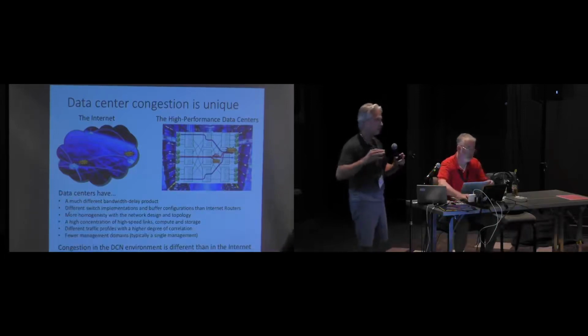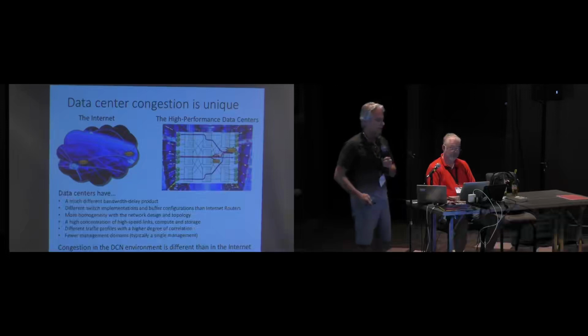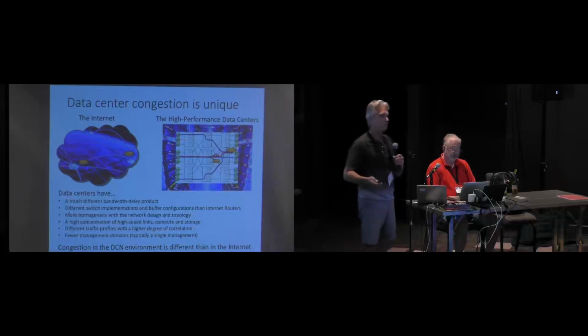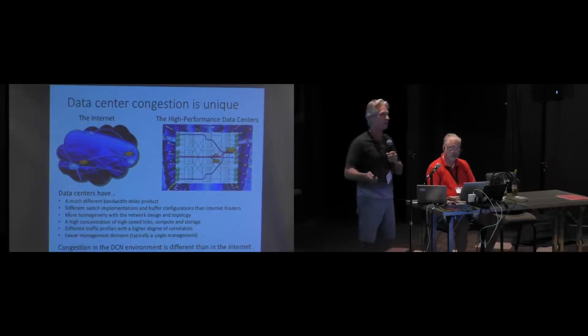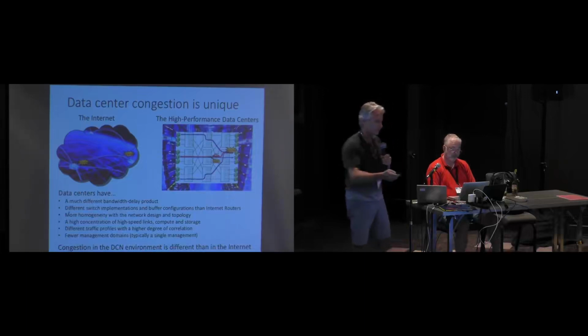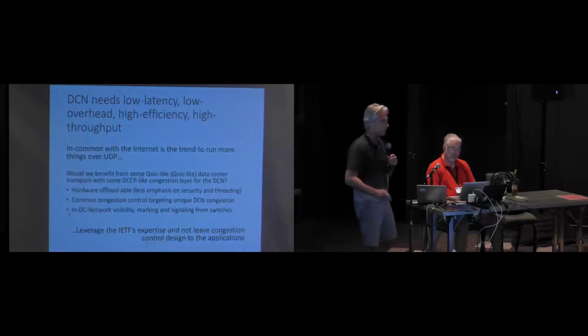Servers and storage are all in close proximity. Many of the traffic profiles are well known, highly coordinated and correlated, and typically they're managed by far fewer people under a single management domain. So the environment in which data center congestion runs is much different from the internet. We do internet standards here, but we also focus on data center standards, like DCTCP as an example. The data center needs low latency, low overhead, high efficiency, and high throughput.